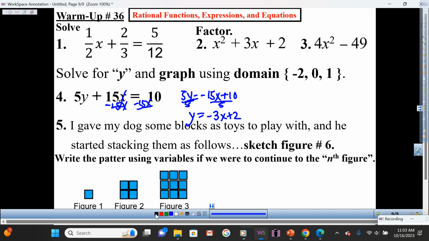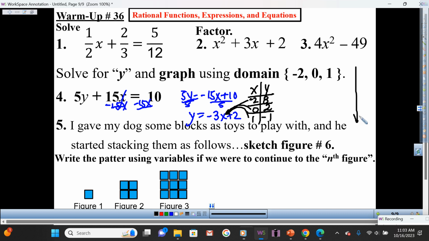All right, my table. Here we go. I have x, y. I'm going to use negative 2, 0, and 1. Let's do this in our heads. Negative 2, if I substitute that in here, negative 2 times negative 3 is positive 6, plus 2, 8. Next, 0. What is 0 times negative 3? 0, that leaves us with 2. And the last one, 1. 1 times negative 3 is negative 3, plus 2, that's negative 1.